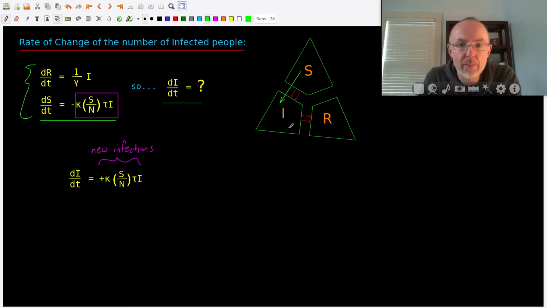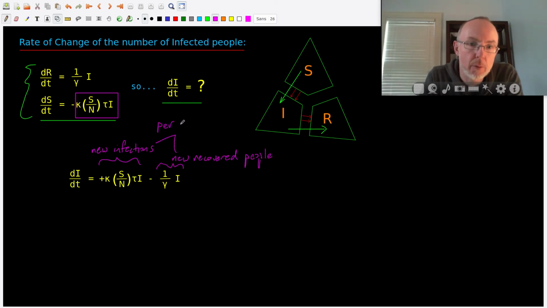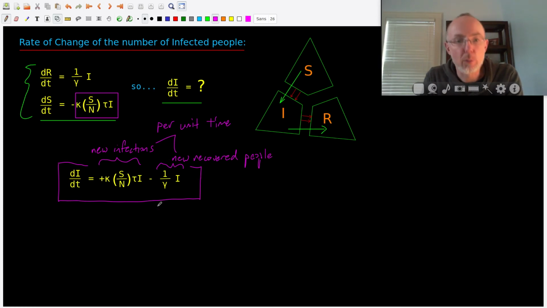And then once they've been in the infected group for a while, presumably a time gamma, because that's the average time of infection, then those people will move into the recovered group. So they will leave the infected group, and that will create a new term on the rate of change, and that term will represent the number of recovered people. And again, for both of these, this is per unit time because that's the way we set this thing up. And so this is our rate of change of infected people with time. New infections occur because of the susceptible people getting sick. People recover, and so that removes people from the infected group.